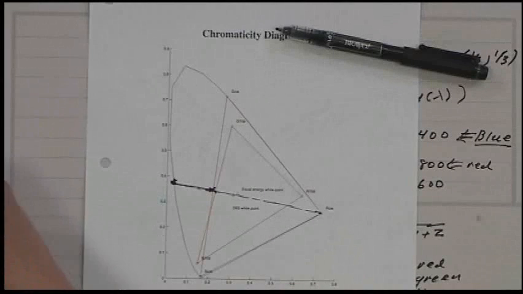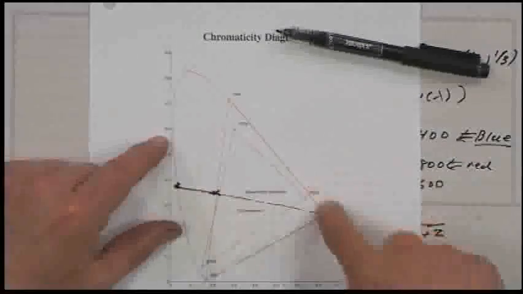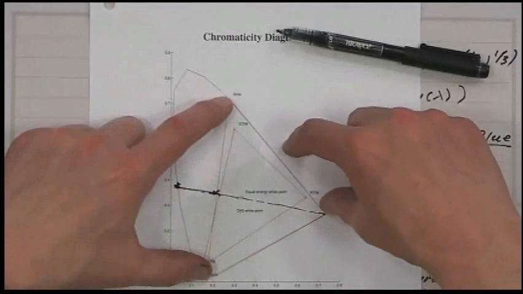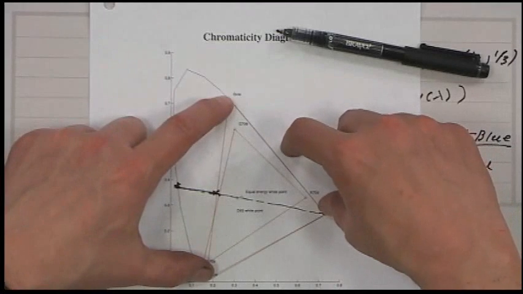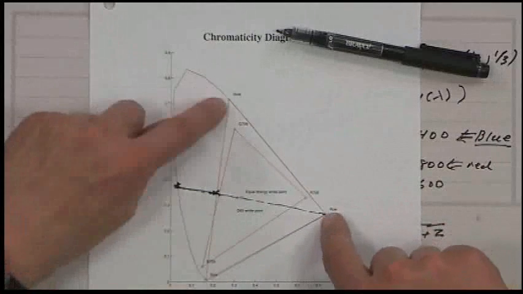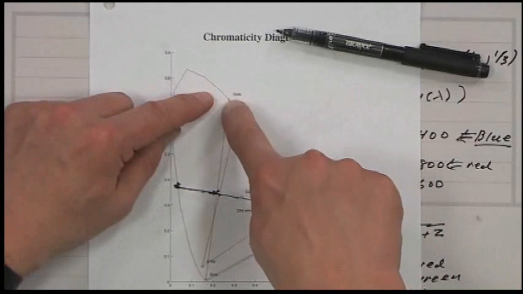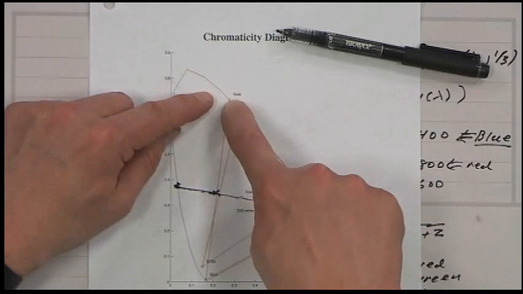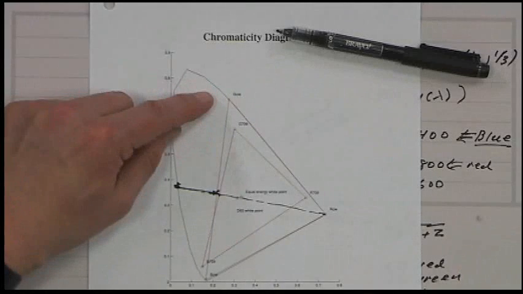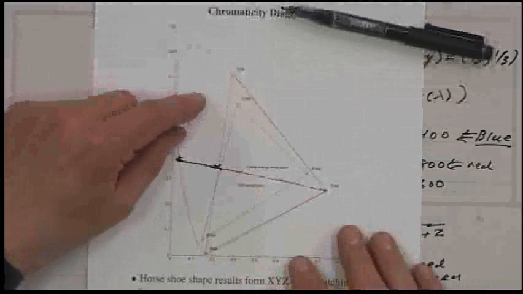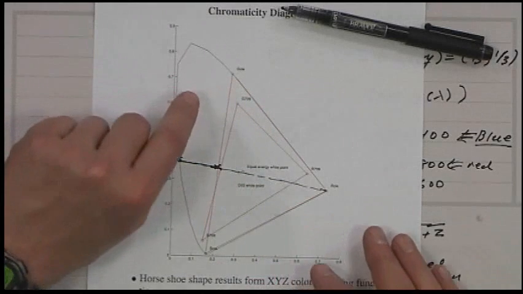But that's why you need negative color matching functions, because this horseshoe shape falls outside of the triangle. And at the actual vertices of the triangle, you're right on the curve. Because the vertices of the triangle represent pure spectral components, and by definition, they're right on that curve.